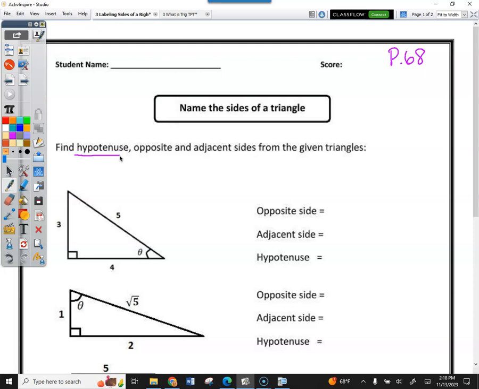Let me rephrase what I was trying to say. When I say label the sides of a triangle, I mean with the words hypotenuse, opposite, or adjacent.